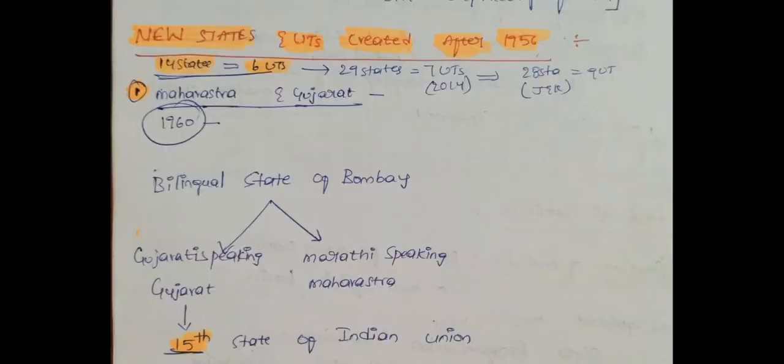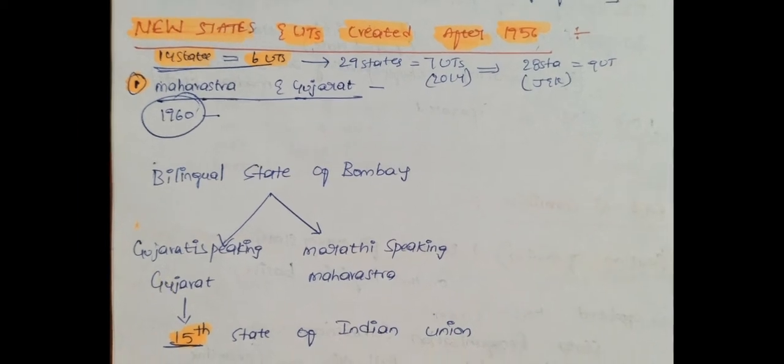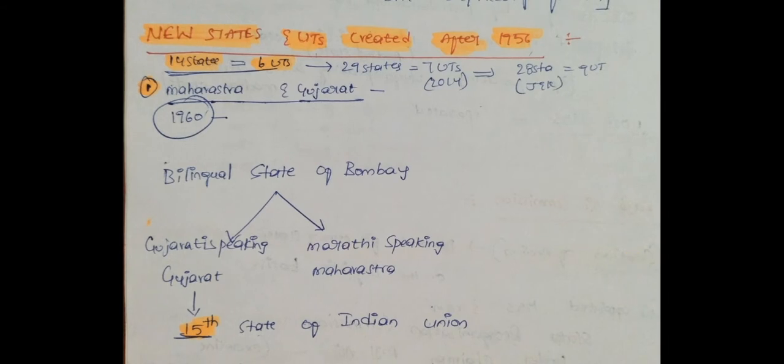There were some new states and union territories created after the 1956 States Reorganisation Act. At first 14 states and 6 union territories were there, but later many states were created on the basis of the state reorganization of 1956. First one is Maharashtra and Gujarat. The bilingual state of Bombay was divided into two separate states: Maharashtra for Marathi speaking and Gujarat for Gujarati speaking people. Gujarat was established as the 15th state of the Indian Union.